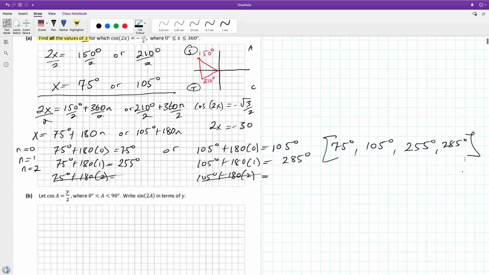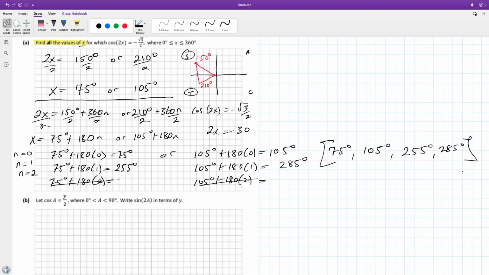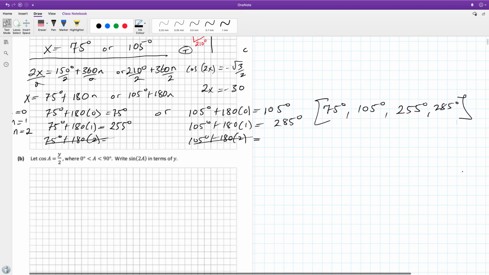Right. That is when it's 360 degrees. If we look at the bottom bit, and you know what we're going to do, we'll be doing in the bottom bit.